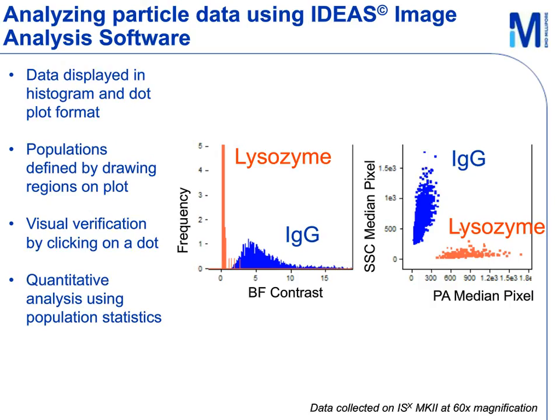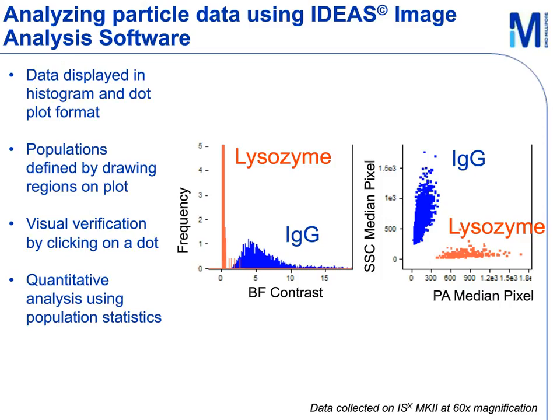On the right, for the same populations, a bivariate dot plot is shown, which plots the Proteostat median pixel intensity on the x-axis and side scatter median pixel intensity on the y-axis, and each dot represents an individual image. Again, we can see that the entire population of lysozyme particles generates higher Proteostat intensity and lower side scatter intensity compared to the IgG particles.